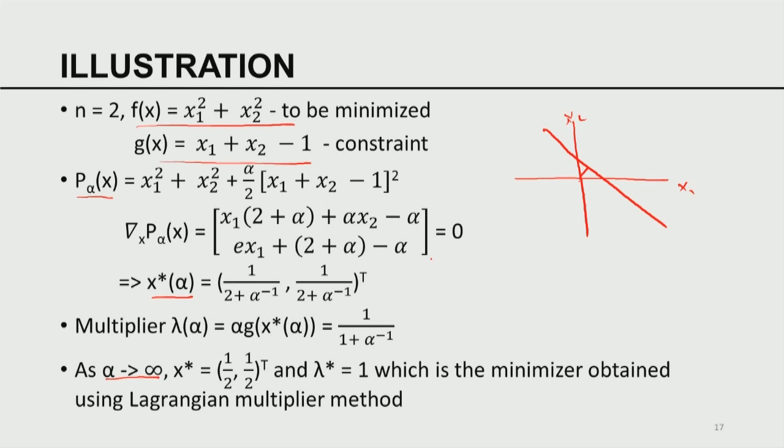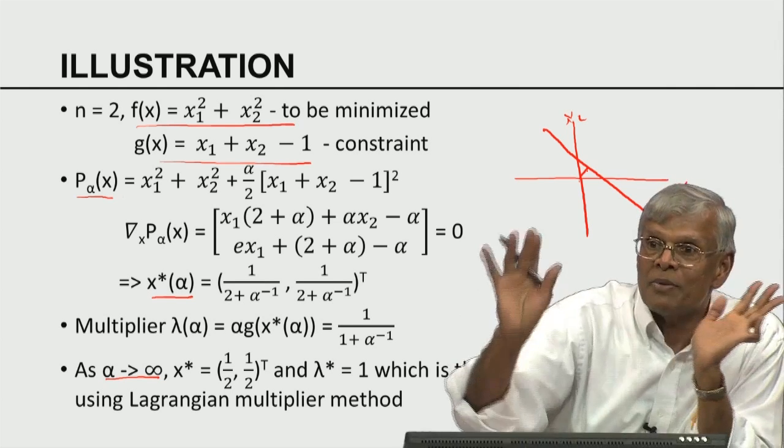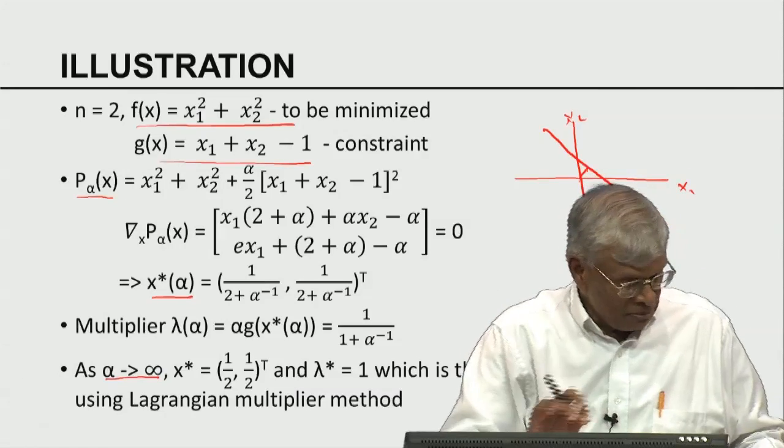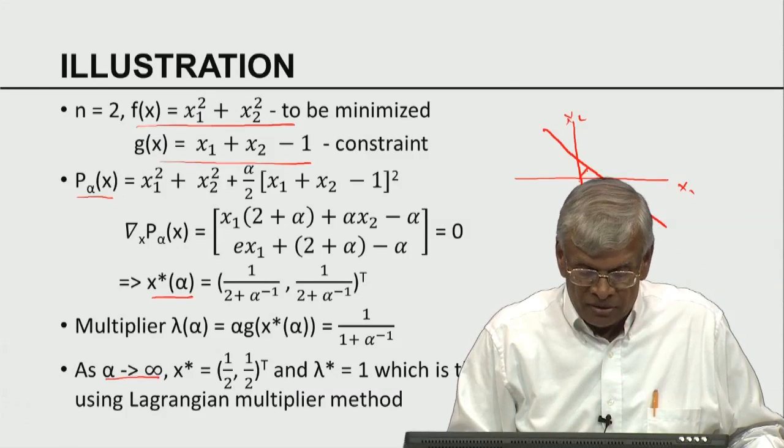Therefore you will be able to see, if you solve the same problem, we have already seen that half-half is the strong solution. The weak solution converges to a strong solution as the penalty parameter grows unbounded. It is a beautiful illustration of the relation between the two.